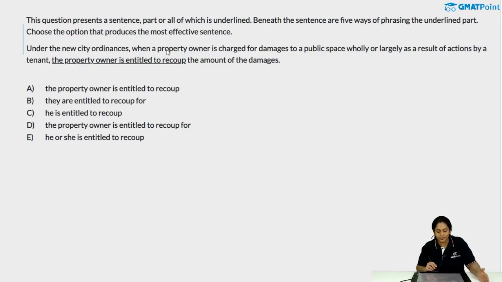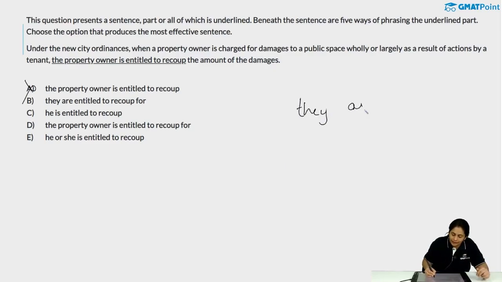So under this, when a property owner is charged as a result of actions, you can essentially replace it by a pronoun over here. The repetition "the property owner" is not needed in this case. It is unnecessary repetition of the noun "the property owner", and because of that, the underlined part is incorrect. So because of that, I can remove this. We should use a pronoun, either the gender neutral they are entitled to recoup, or he or she is entitled to recoup. Both are fine as such.